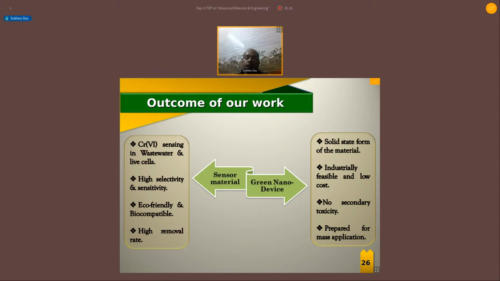And my student with whom I have started my work, he has gone to Bantala and demonstrated this, and they have given some hard solid cells to them also, to identify the presence and the percentage of chromium and other things.